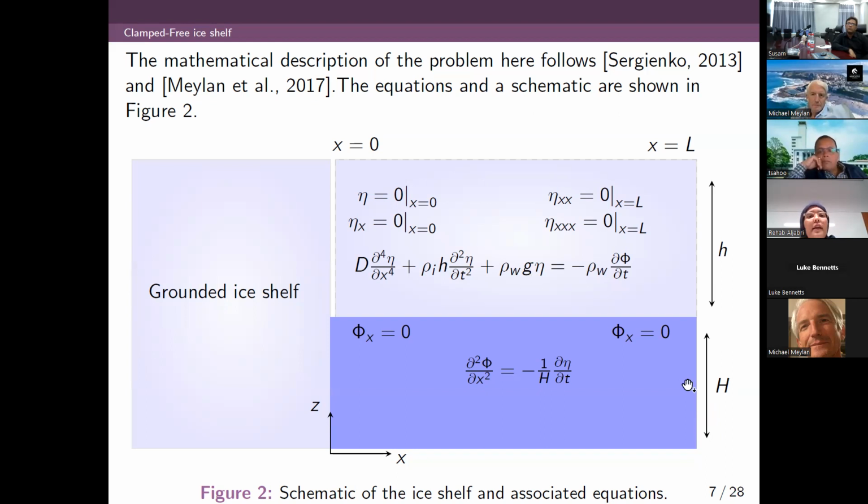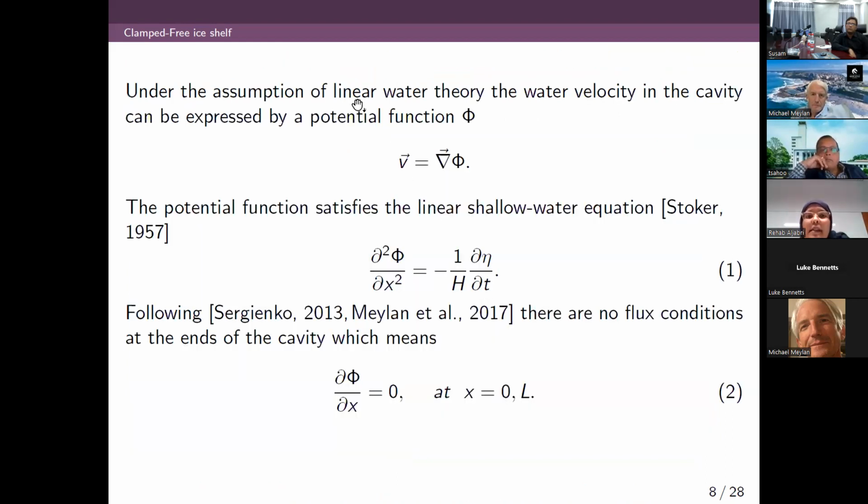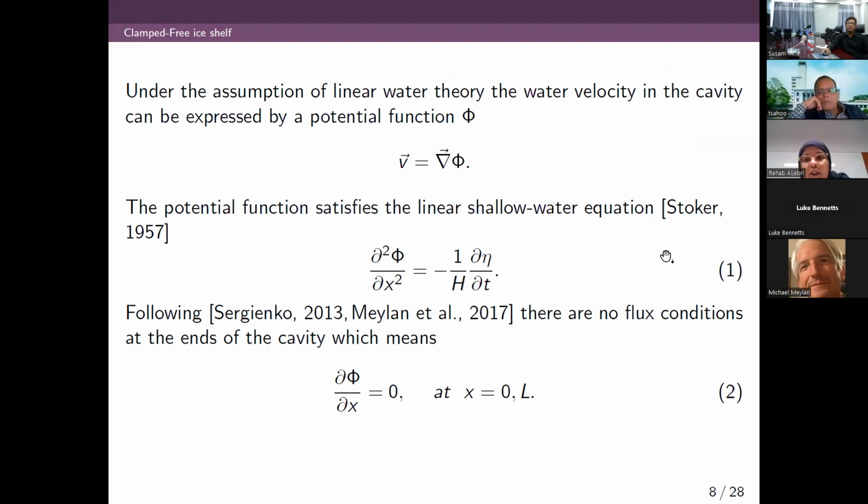Okay, so as I mentioned, under the assumption of linear water theory, we are going to assume this is the velocity potential, and the potential satisfies the linear shallow water equation, which is the Stoker equation.